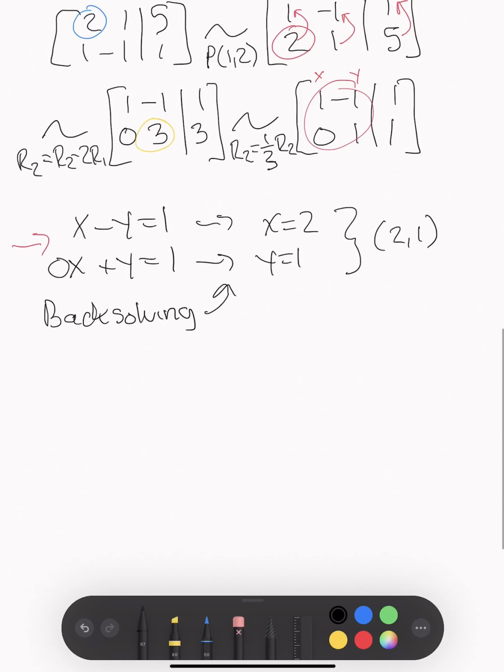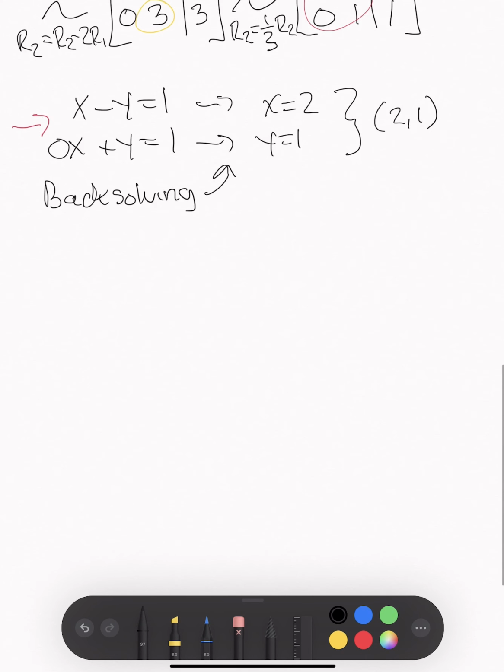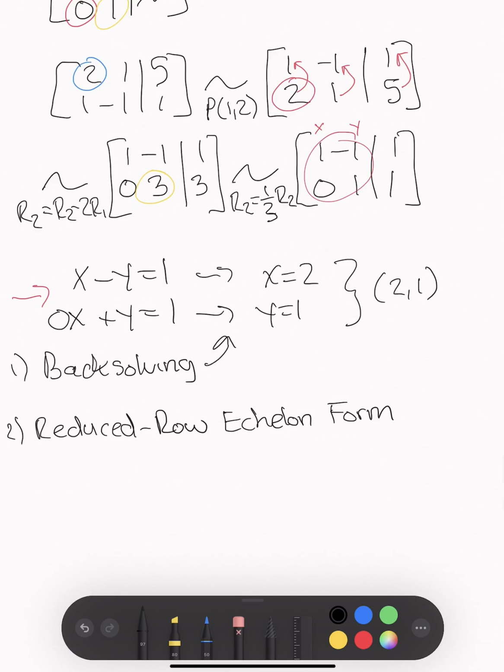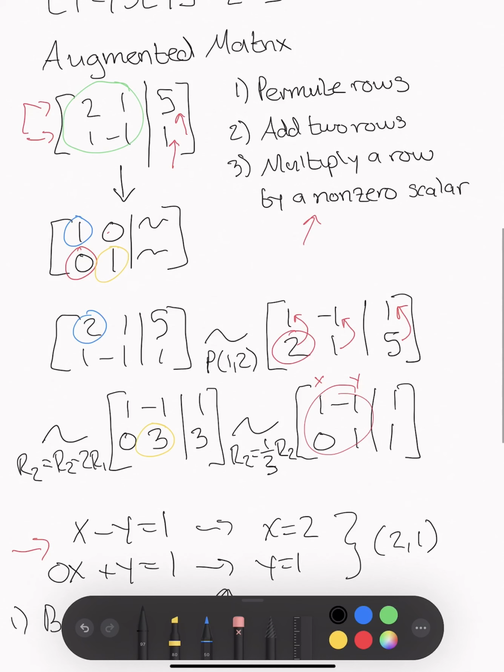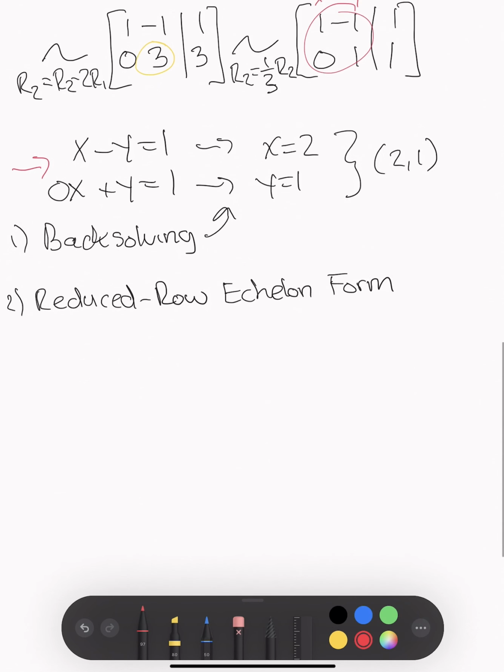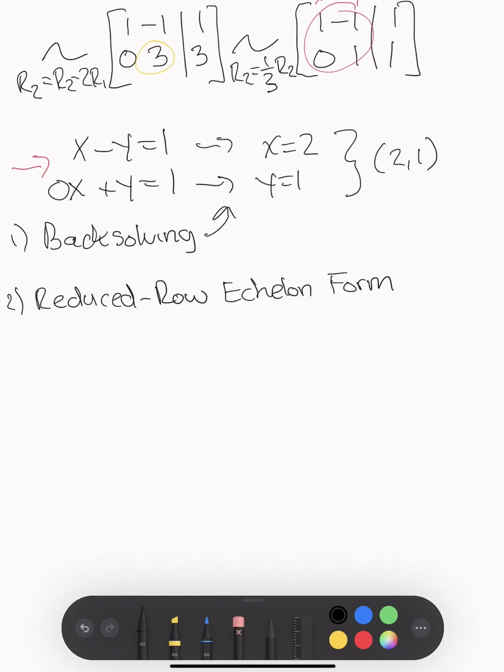This is back solving. What you can also do is find what's called the reduced row echelon form. That's similar to what we were doing here, but instead I actually need to go all the way and get it in this form here. When you have only ones along the diagonal and zeros everywhere else, that is called reduced row echelon form. And we'll see why that's actually advantageous to use sometimes.